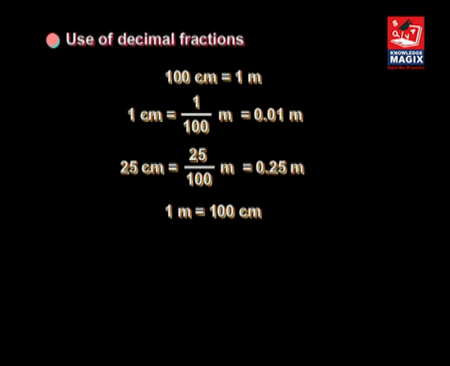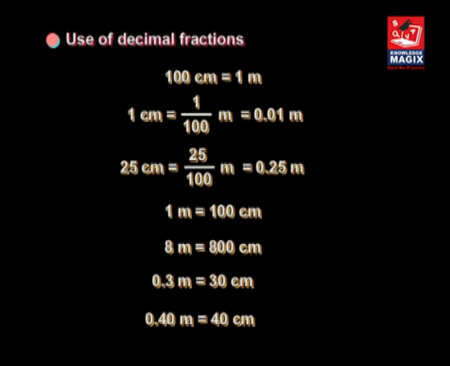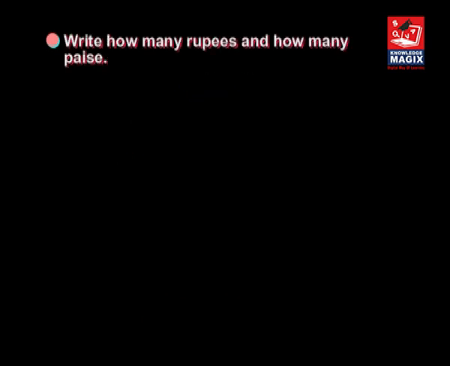So 1 meter is equal to 100 centimeter. 8 meter is equal to 800 centimeter. 0.3 meter is 30 centimeter. And 0.40 meter is 40 centimeter. Now tell how many rupees and how many paise.